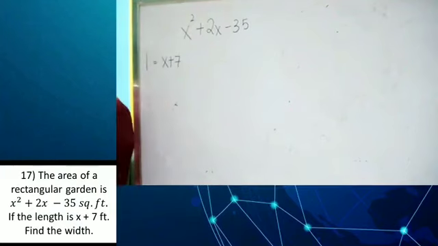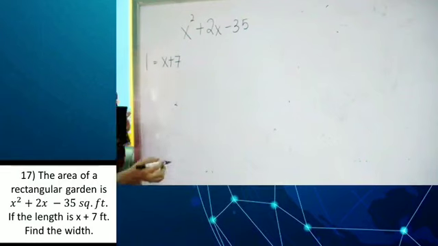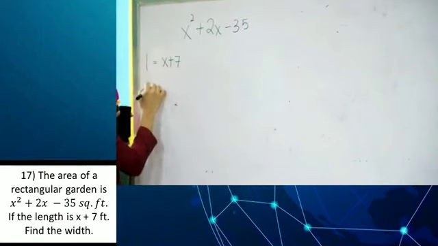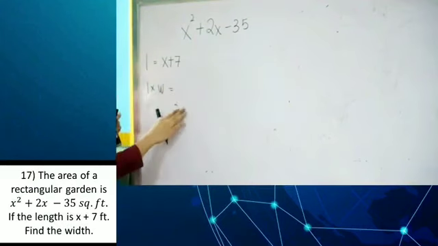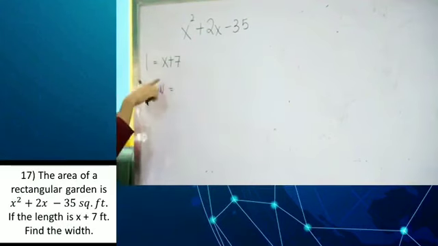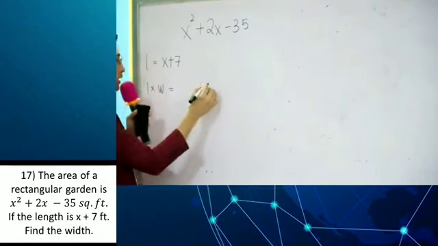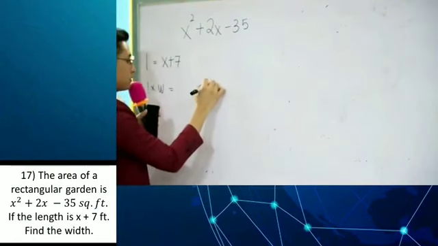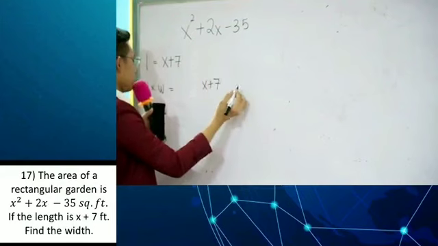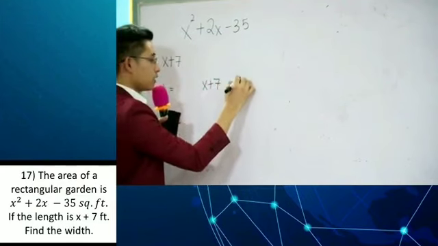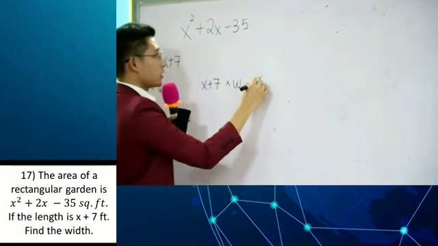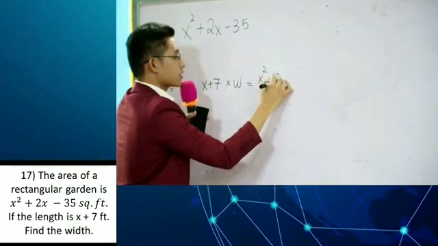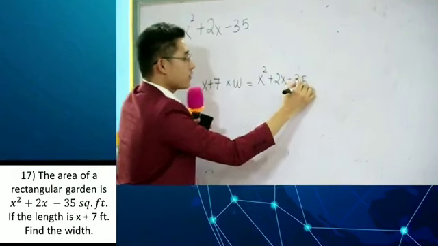Okay? So, ano po ba yung formula for the rectangle? That is length times width, okay, is equal to the area. So, substitute natin yung given natin dito sa formula. So, ano ba yung length natin? That is x plus 7 times the width is equal to, what is our area? X squared plus 2x minus 35.